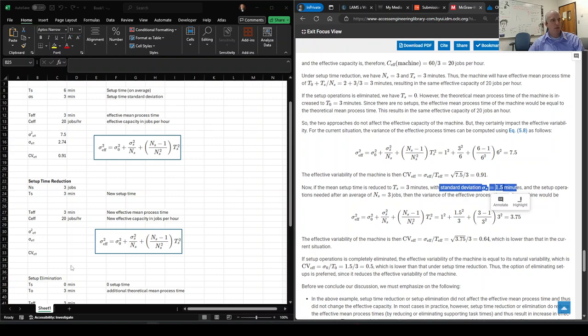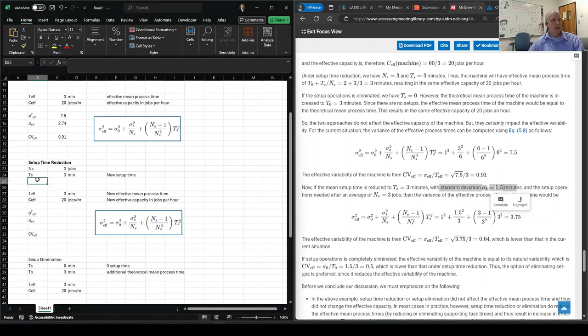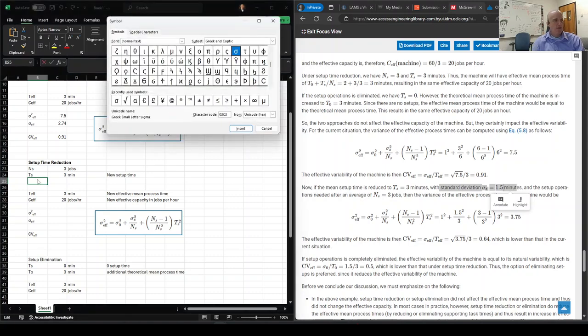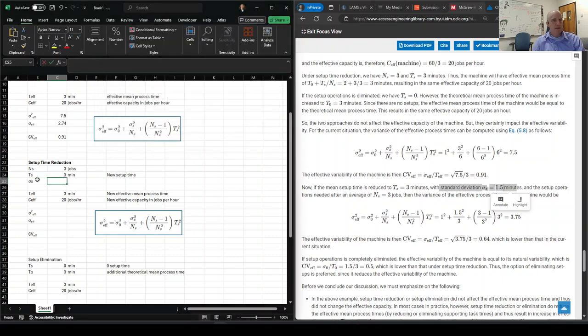So we're going to assume here that the standard deviation of the setup is equal to 1.5 minutes. Now that we have that in our setup time reduction option, we've reduced our setup time and our standard deviation of the setup is 1.5 minutes.